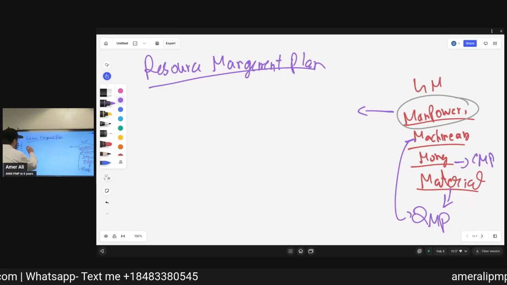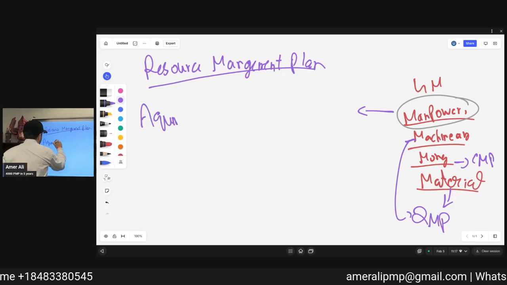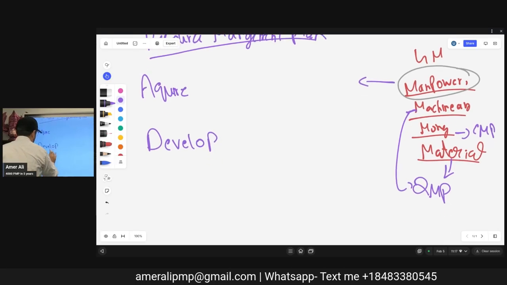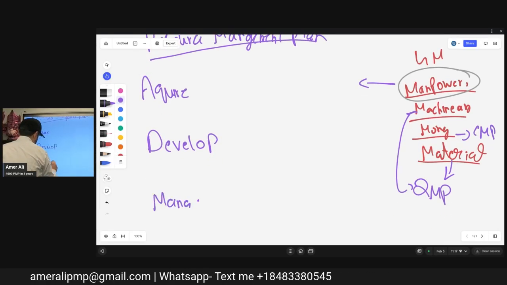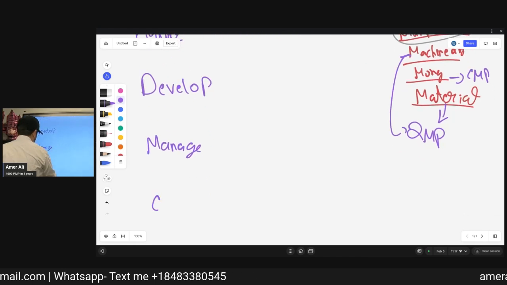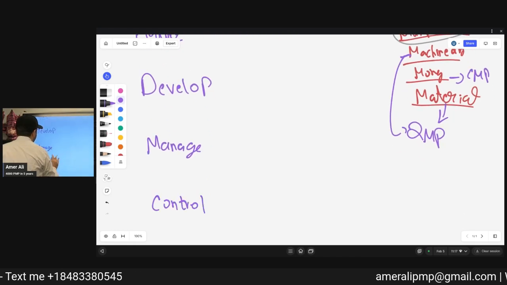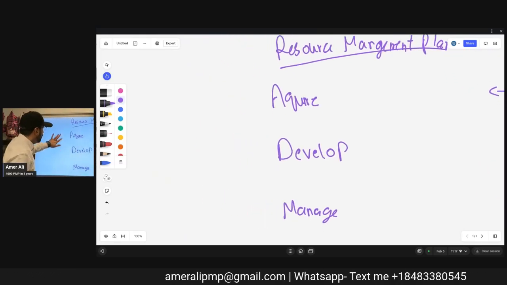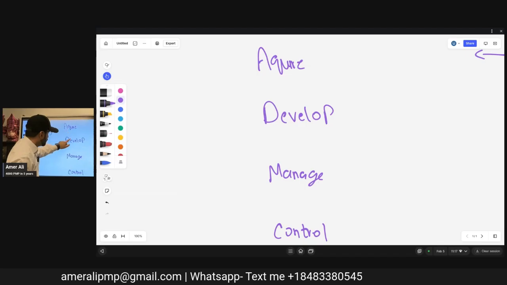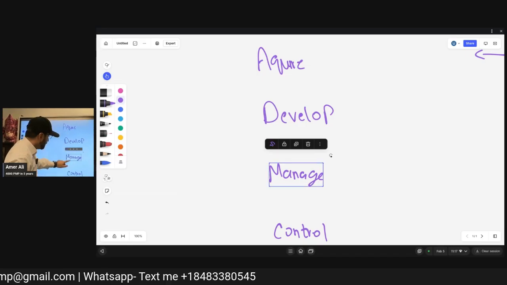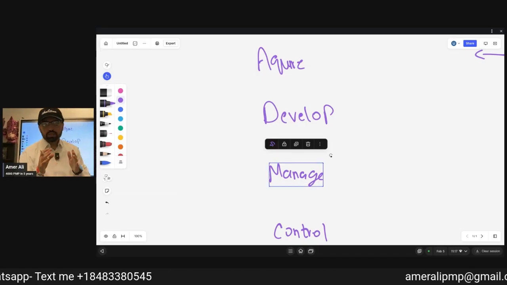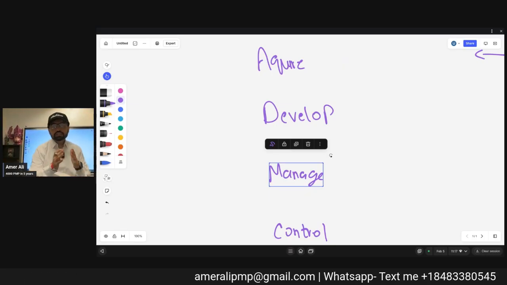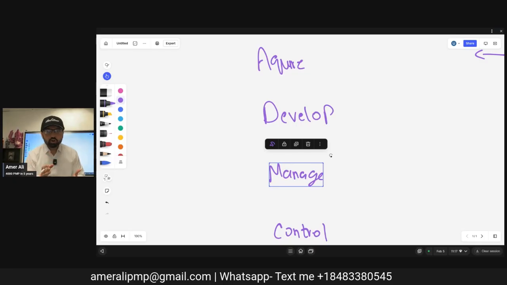It talks about how you are going to acquire the resources, how you are going to develop them, how you are going to manage them, and finally how you are going to control or release them. I will explain all these things one by one. But at the forming stage, the resource management plan is not the only document that you are making.